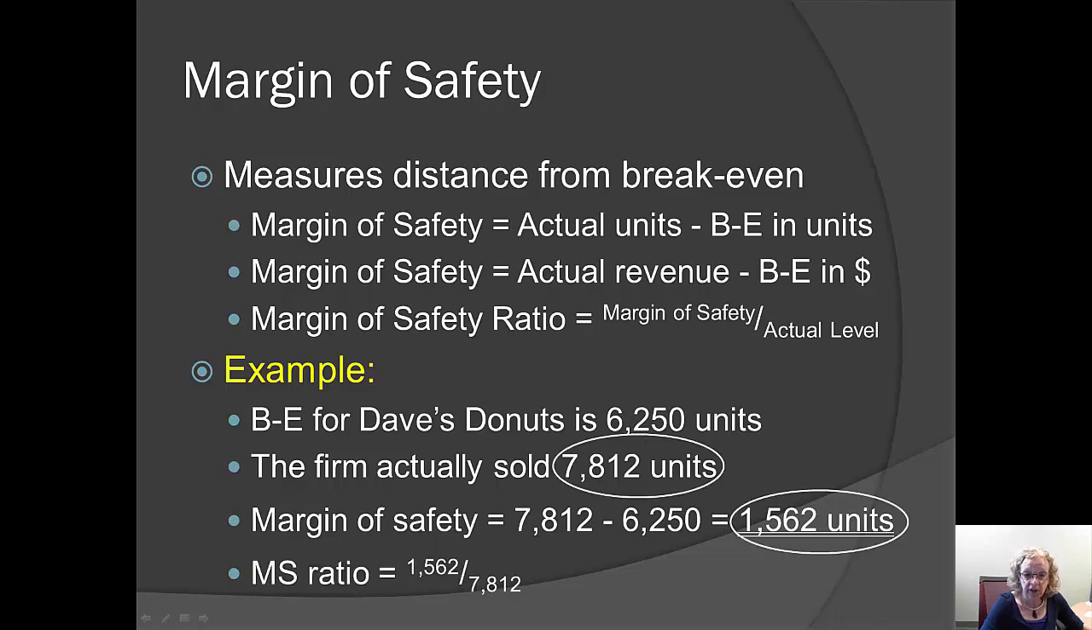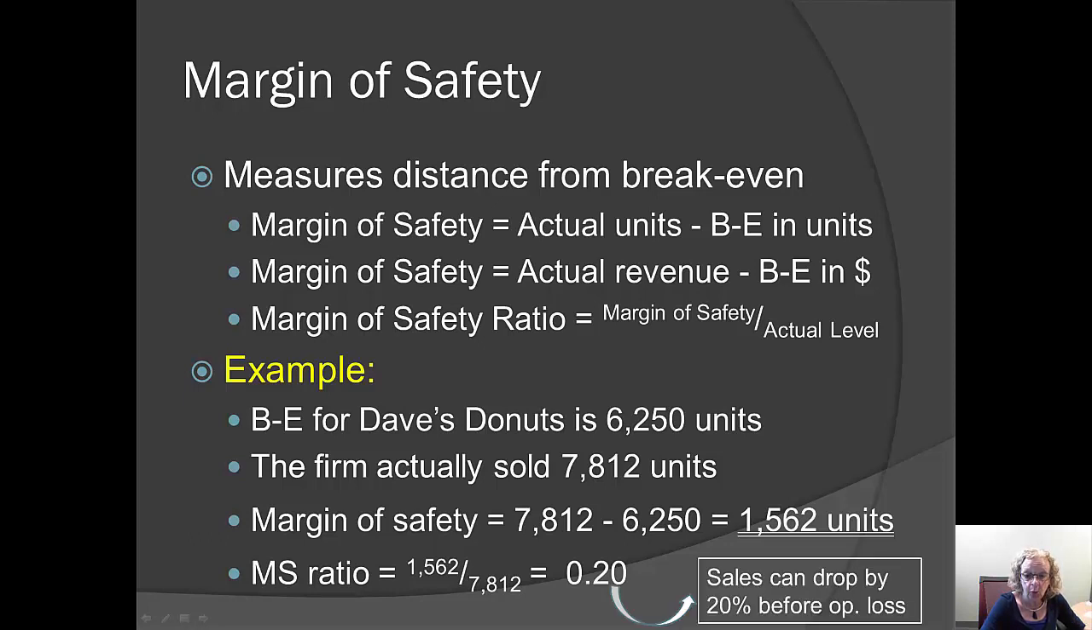Alternatively, the margin of safety ratio is the margin of safety divided by the actual number of units sold. In this case, the margin of safety ratio is 20%. Sales can decrease by 20% before Dave has to start worrying.